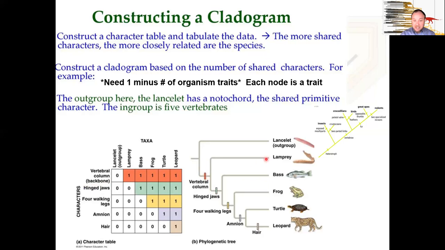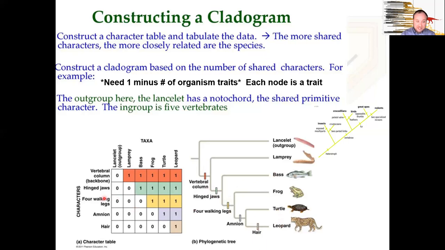Vertebral column, lamprey have a vertebral column. They do not have hinged jaws. They have this weird jagged kind of toothy jaw. You'll see they kind of latch on to fish, but it's like a ring kind of mouth. It's not hinged. They don't chomp. They're more like a sucker. So hinged jaws, bass do have hinged jaws. Chomp, chomp. Frogs have hinged jaws. Turtles have hinged jaws. Leopards have hinged jaws. Everything down this part of the tree has hinged jaws.